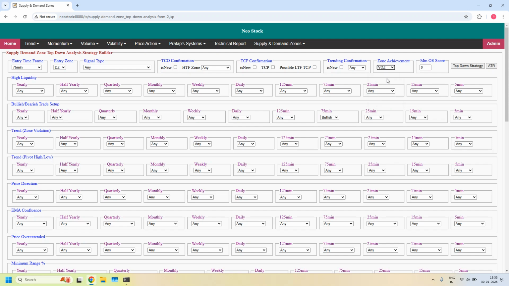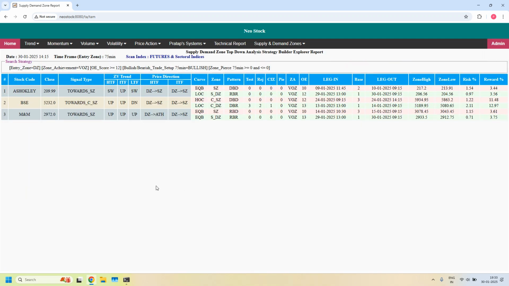Zone achievement violated opposing zone. Minimum odd enhance score 12. All 3 filters applied to 75 minutes demand zone. We got 3 stocks. Currently these 3 stocks are supporting bullish trade setup for weekly income trade, entry time frame 75 minutes demand zone. Out of these 3 75 minutes demand zones, all 3 are having high probability because they are high liquidity zones.